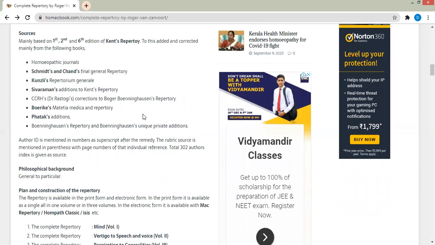Then the sources of the complete repertory. The main source of the complete repertory, as we know, is Kent's repertory. Dr. Van Zandvoort went through Kent's repertory and made many additions to it, as well as taking many new things from different sources.